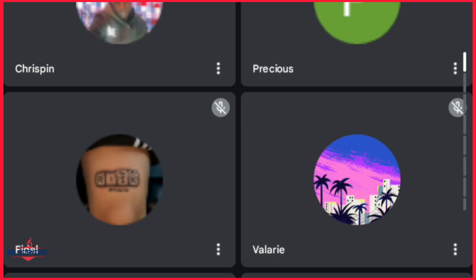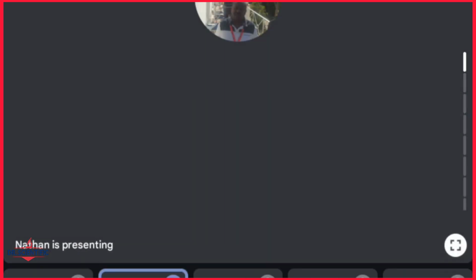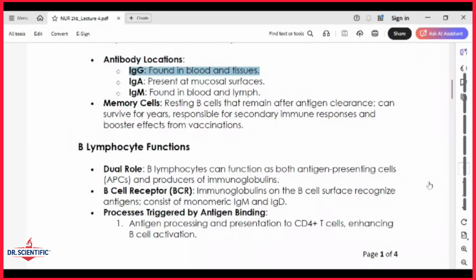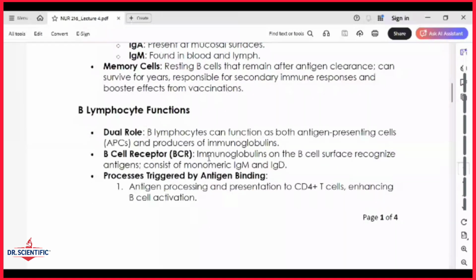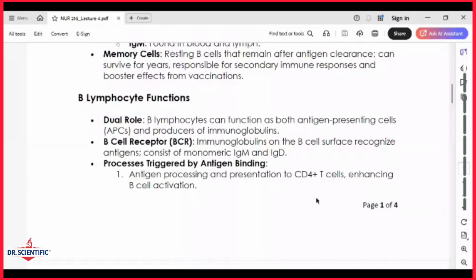IgD, yes, it's produced, but it doesn't play a role as far as neutralizing antigens is concerned. The role it plays is for the recognition of antigen, so that then antibodies are produced. So that is what it means here. So B cell receptors, together with IgM and IgD, the monomeric IgM as well as IgD, are able to interact and ensure that antibodies are produced.